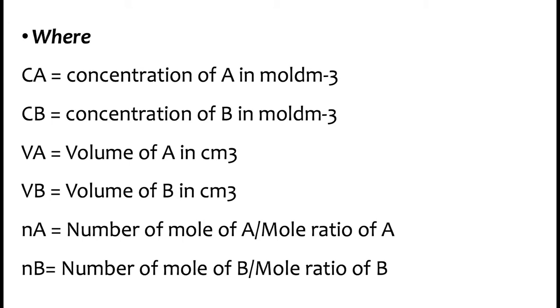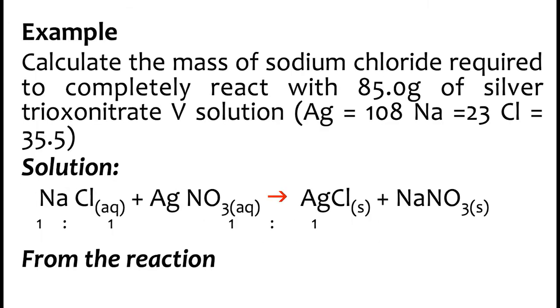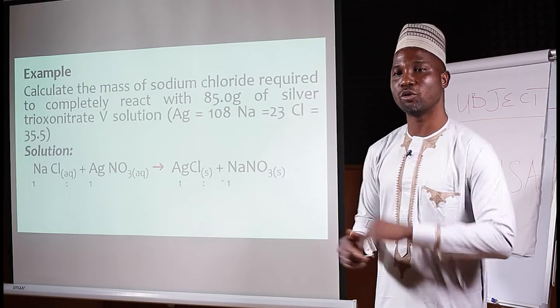So we'll look at example number 1. It says, calculate the mass of sodium chloride required to completely react with 85.0 grams of silver trioxonitrate(V). Silver is 108, sodium is 23, and chlorine is 35.5. Let's go to the solution.